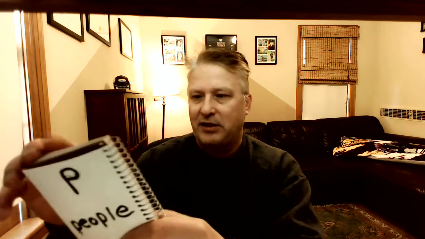Next, we have the letter P, which is dots 1, 2, 3, 4, and P by itself is the word people, P-E-O-P-L-E. Next, we have the letter Q, which is dots 1, 2, 3, 4, 5, and Q by itself is the word quite, Q-U-I-T-E.